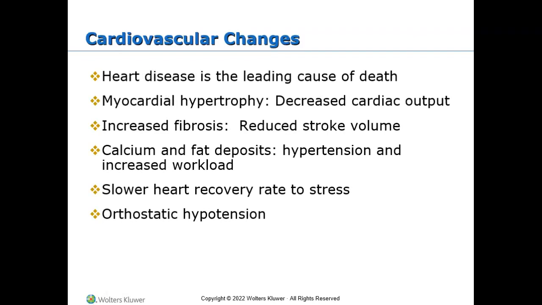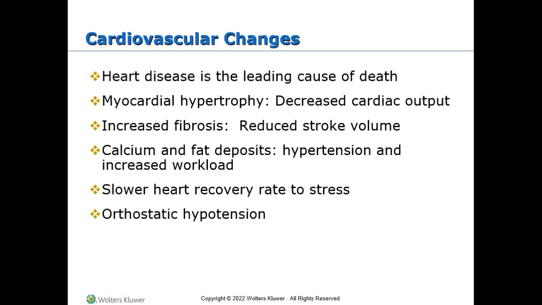However, over time and as people age, they are going to have cardiovascular changes. Remember, heart disease is the leading cause of death. They have decreased cardiac output, increased fibrosis, or, like they don't have compliance, so they have reduced stroke volume, increased calcium and fat deposits, which leads to hypertension and increased workload on the heart. And it takes the heart longer to recover after stress.